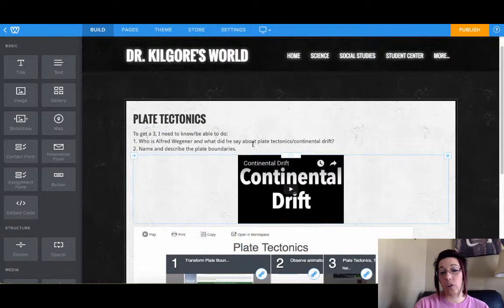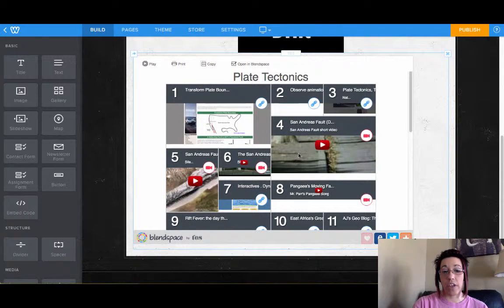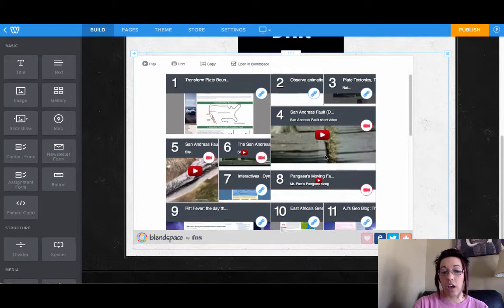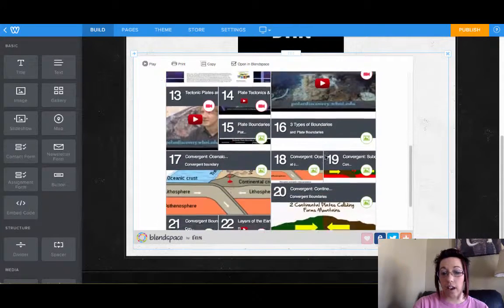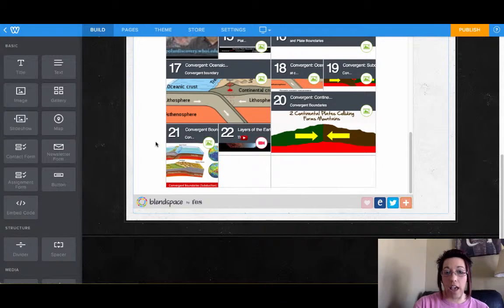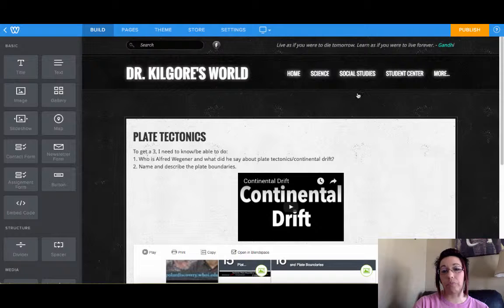Again, for your learning target, you need to be able to do these things. I had found a video that I think someone else created at this point. There's another Blendspace in this page that kind of led students through their learning about plate tectonics and Pangea, and then the plate boundaries down there.